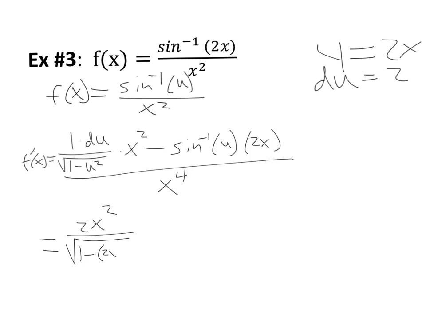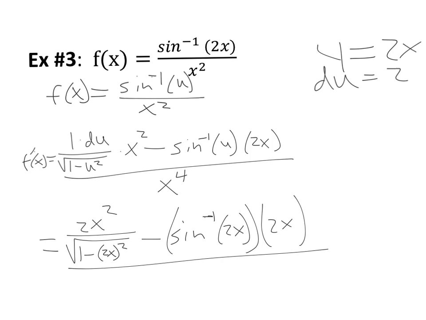So this is 2x squared minus the arc sine of my u, which is just 2x. And then this times another 2x. And that whole thing is over x to the 4th.